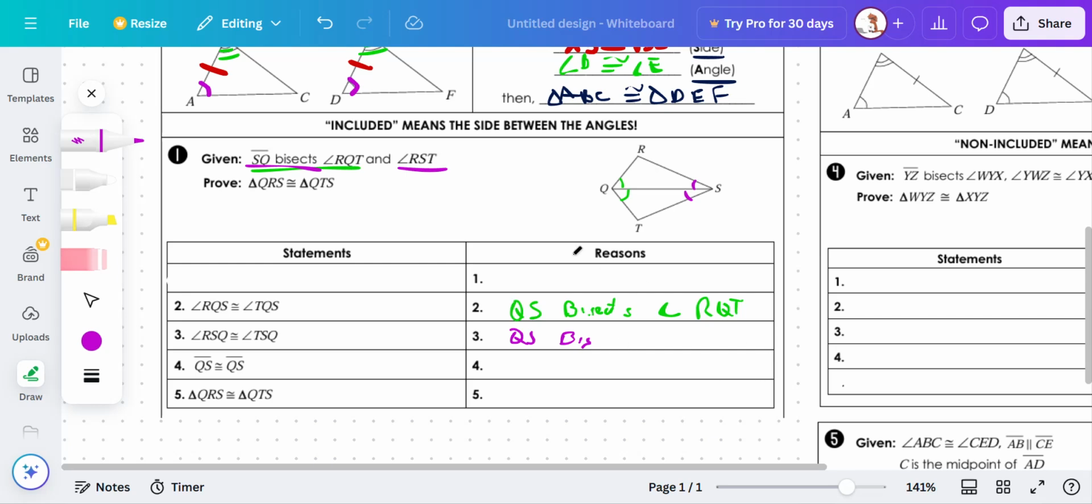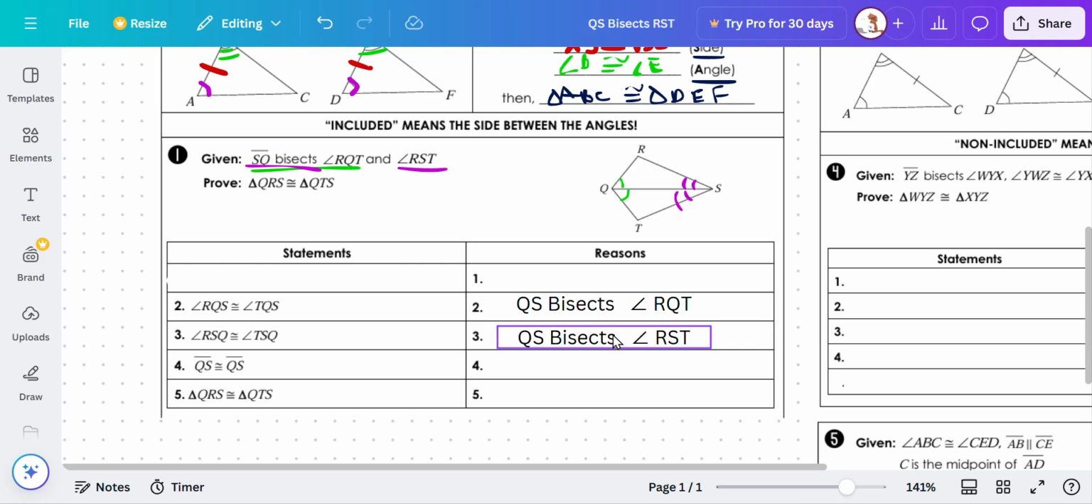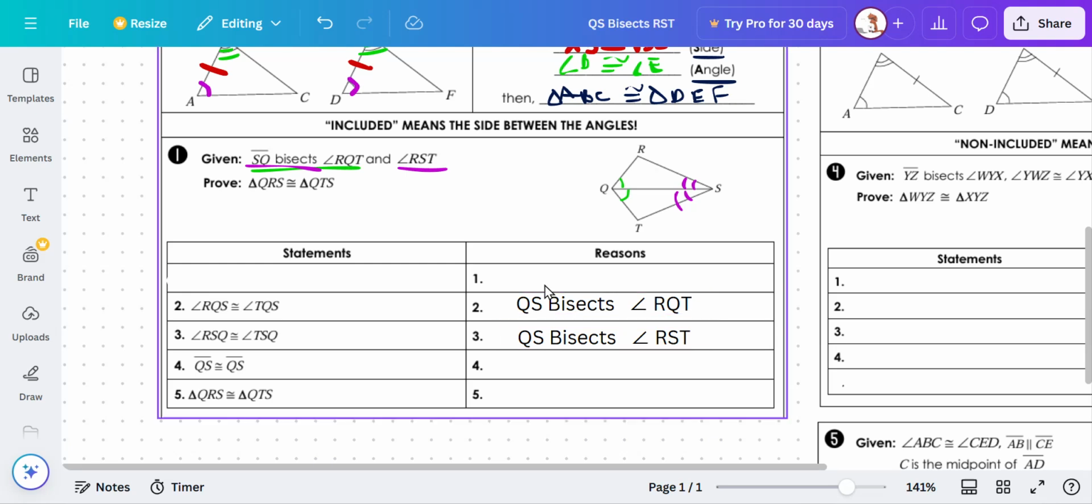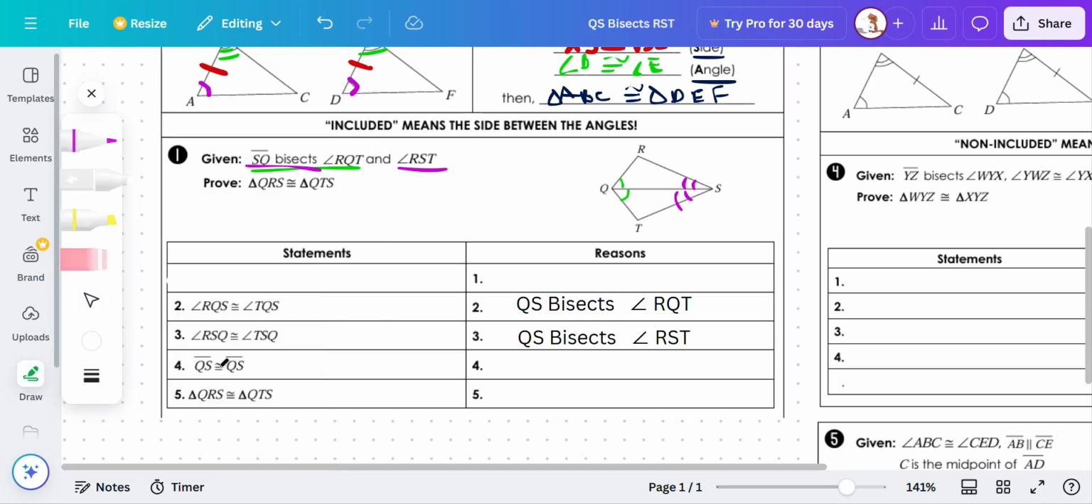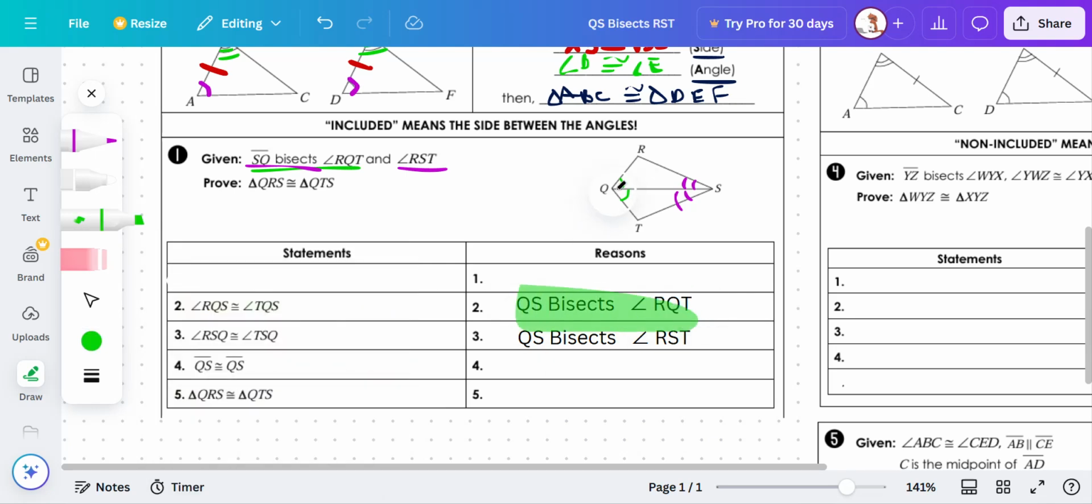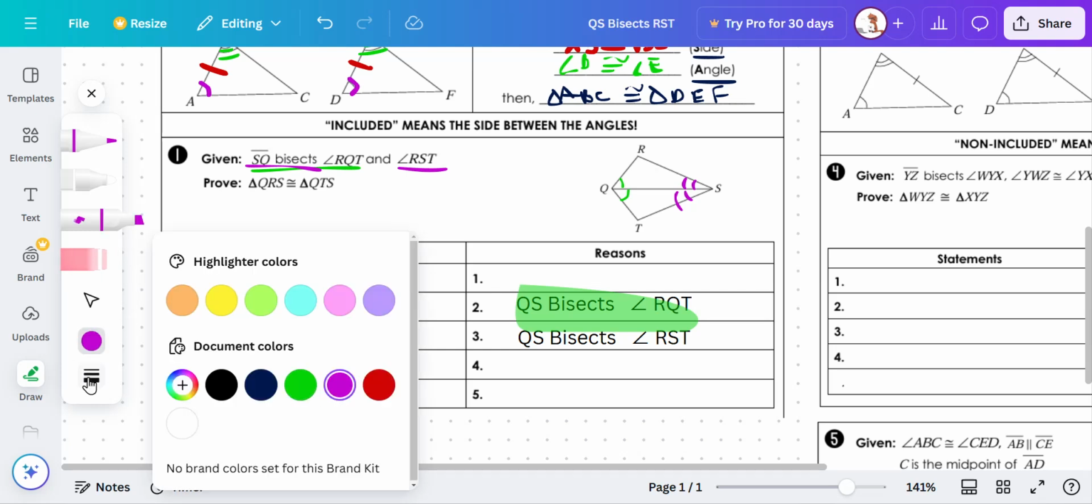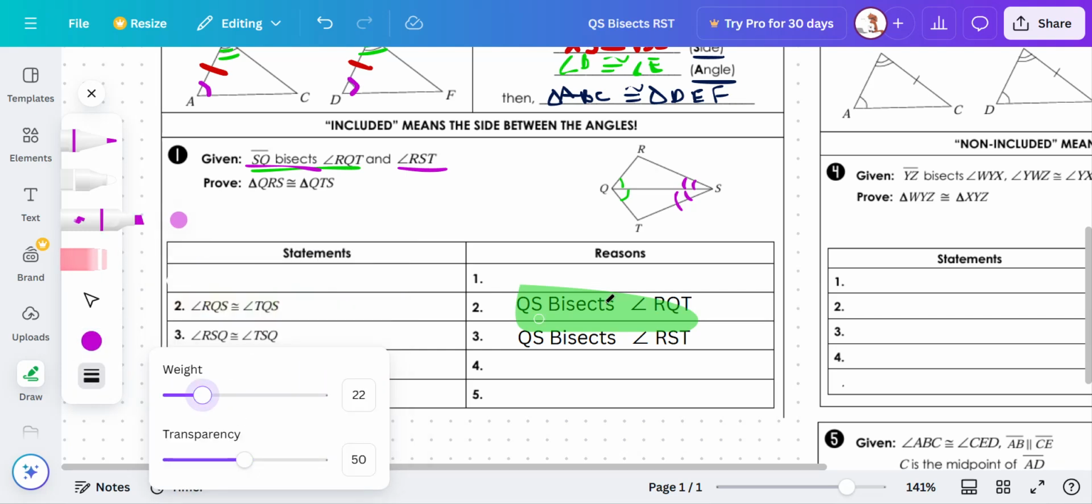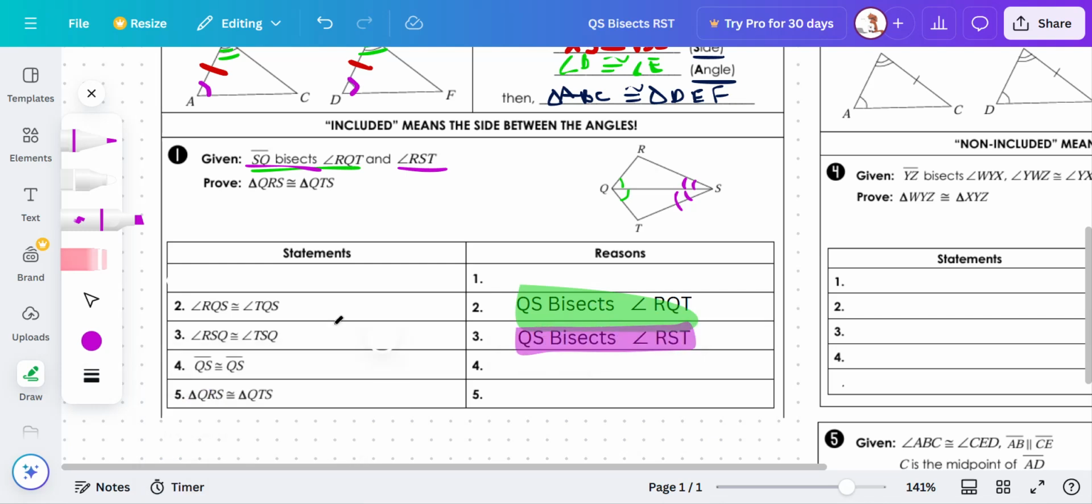Here, let me try something. All right, so I've fixed that with some typing, so that looks a little bit better. There we go. Oh, we can use this. There we go. So that's that one. And that is that one. There we go. Okay. So we have our two bisections.